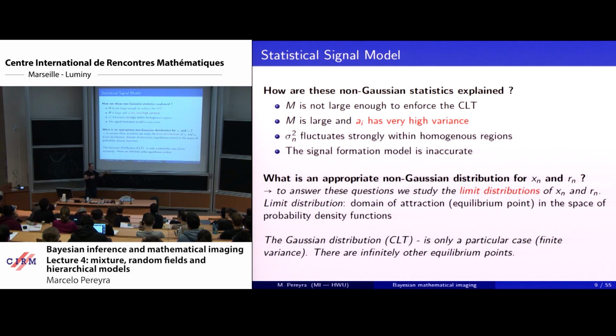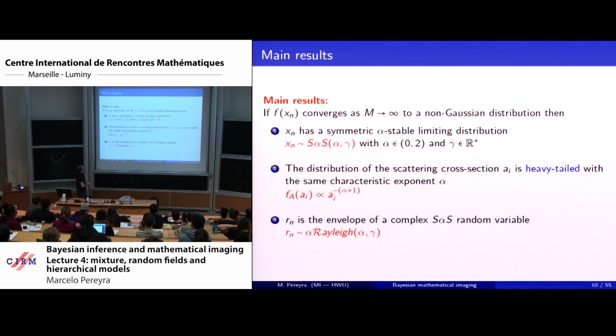Maybe there are others that have domains of attraction. So maybe it could be in the domain of attraction of a different one, which is not the Gaussian. So let's look at what other domains we have. It turns out there are infinitely many other domains, but we can put them all in a single family. So I'll talk about three main results.